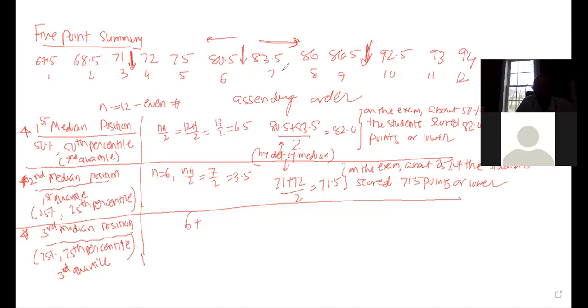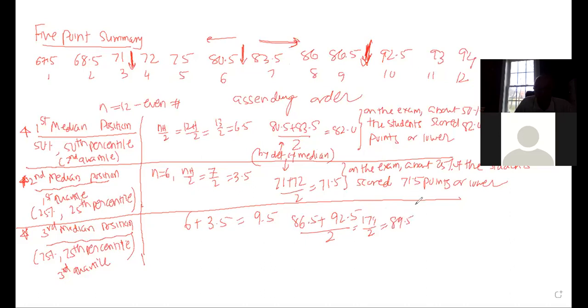The third median, I have to go 3 points to the right side. So 3.5, that is equal to 9.5, and 9.5, as I told you, lies over here. And therefore I have 86.5 plus, by definition of median, 92.5, divided by 2, and that is equal to 179 by 2, and that is equal to 89.5.